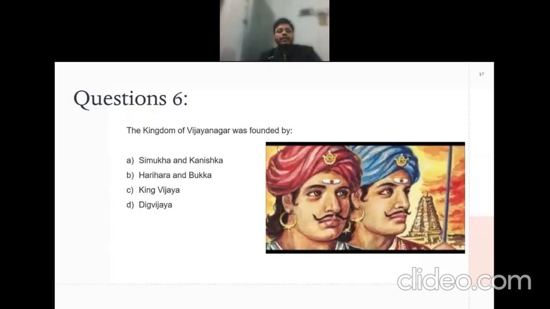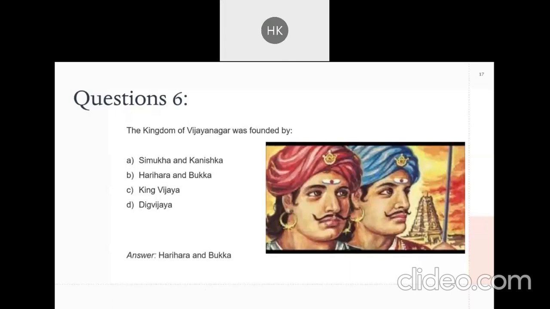So here in the picture you can see two people are there. So maybe the option would be A or B. Can you please answer, Abhishek, Akansha or Havila Rose? Anyone? Sir, is it option B? Yeah, option B is correct. Harihara and Bukka. These were the two brothers who founded the kingdom of Vijayanagara.